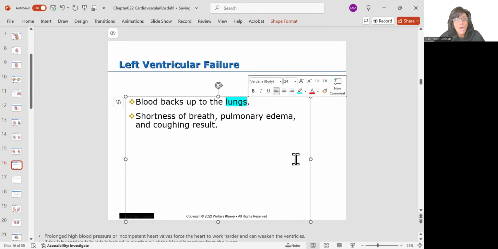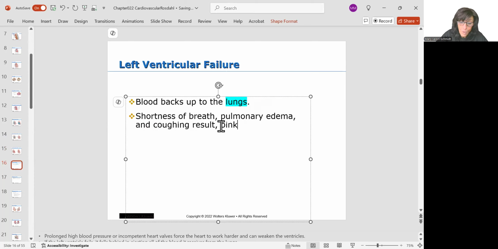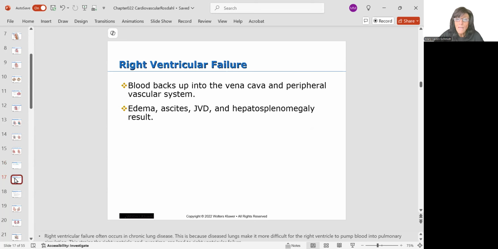Left-sided failure, lungs. Shortness of breath, pulmonary edema, coughing, and also, let me add, pink frothy sputum, because that's another symptom. So what's happening is the blood's backing up into the lungs, mixing with fluid, and that is that pink frothy sputum when they cough. We'll get more into heart failure when we get to med surg, but this gives you a basic understanding. Left failure is lungs. Right failure is body, because the blood backs up into the body, okay?